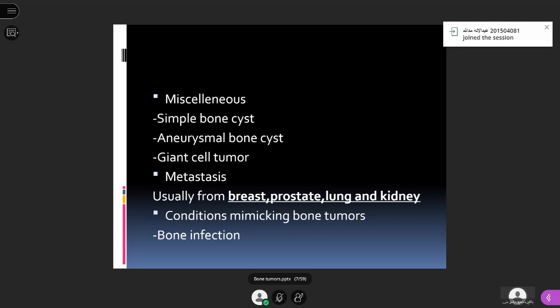Then there are some conditions which mimic bone tumors. They are not actually bone tumors themselves, but the conditions resemble bone tumors. What is the example? Bone infection, osteomyelitis.